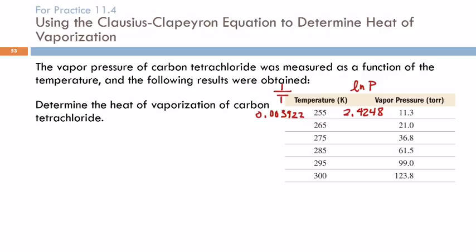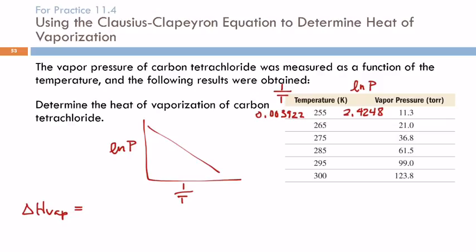And so you would do the calculation for each of those, and then you'd graph the data. So you'd make a graph, natural log of P versus 1 over T. And then you get a line with a negative slope. Then you use the Clausius-Clapeyron equation, and delta H, the heat of vaporization, which is what we're trying to calculate, is equal to the negative slope times R.